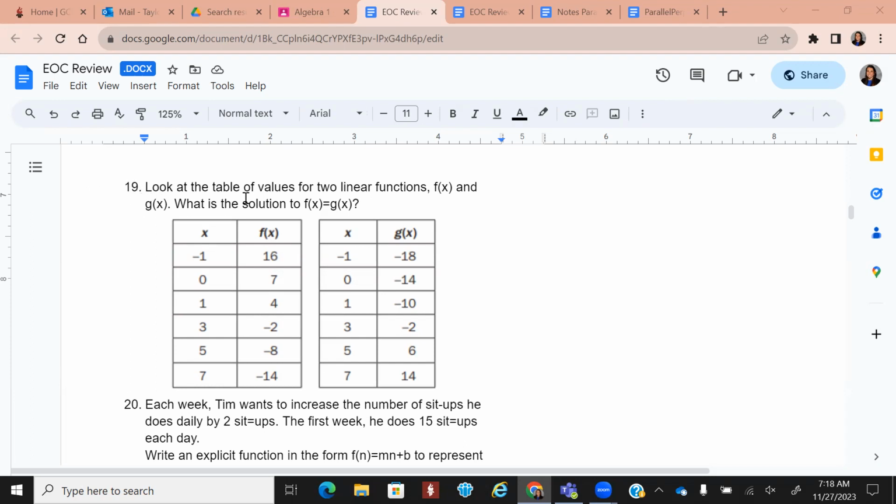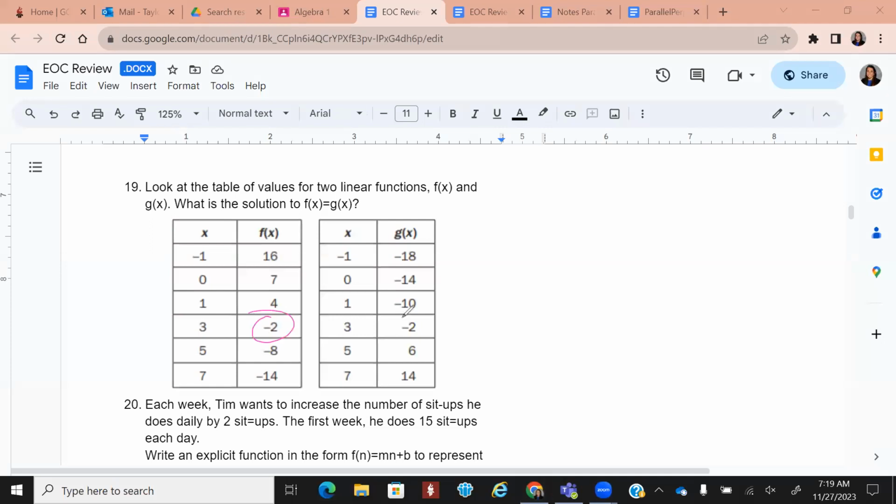All right, on number 19, it says, look at the table of values for the two linear functions. What is the solution to f of x equals g of x? So what is this question actually asking? Well, the solution, yeah. But what is f of x equal g of x actually meaning? When are they the same? So looking at the column that's f of x and looking at the column that's g of x, what number do they both share?